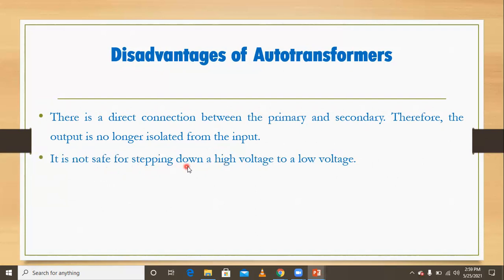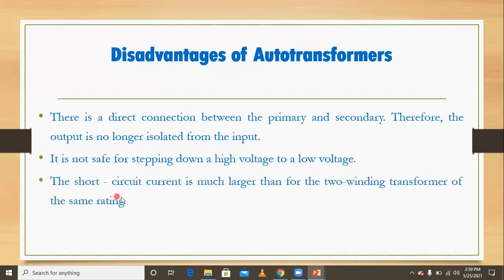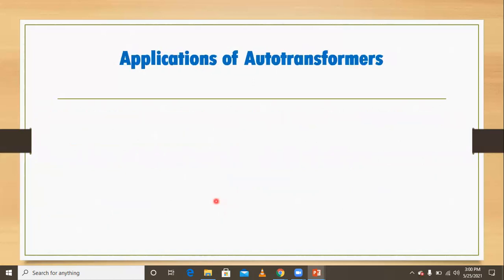It is not safe for stepping down a high voltage to a low voltage. Another disadvantage is that the short circuit current is much larger than in a two winding transformer of the same rating. This is because it reduces the effective resistance and reactance.